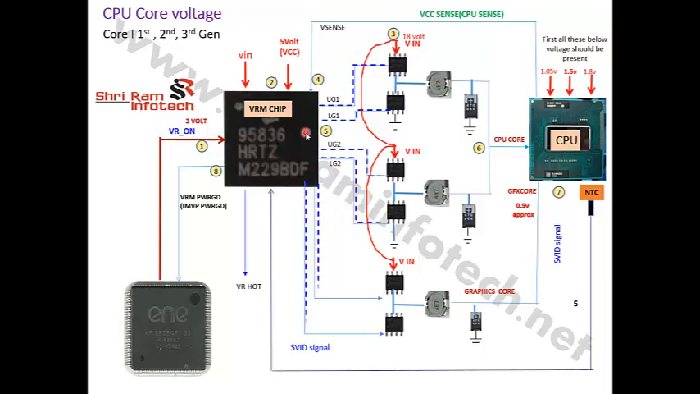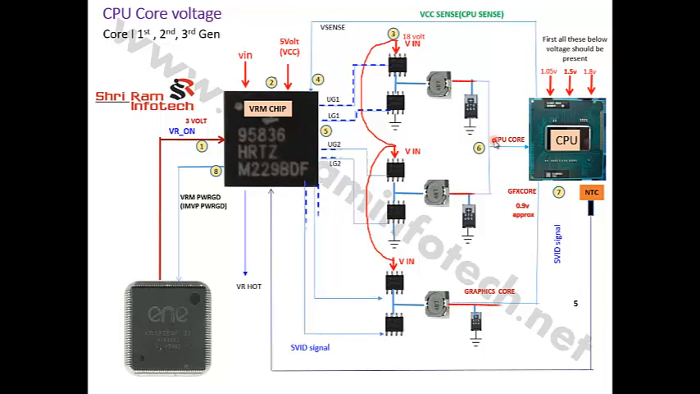Once it starts triggering these MOSFETs, this 18 volts starts chopping here, and DC voltage gathers across this capacitor. This voltage is approximately around 1 volt, or 0.8 or 0.9. See in this diagram, this voltage is generated, and this graphics core voltage is given to the CPU, and that is around 0.9 volt. The CPU core voltage is also around 0.7, 0.8 or 0.9 volt.